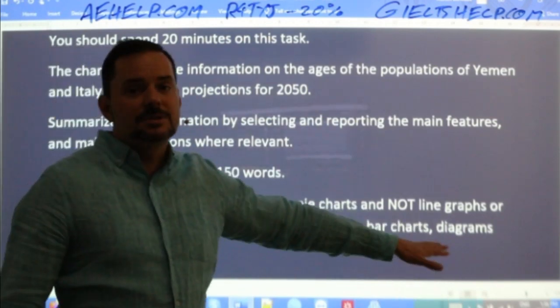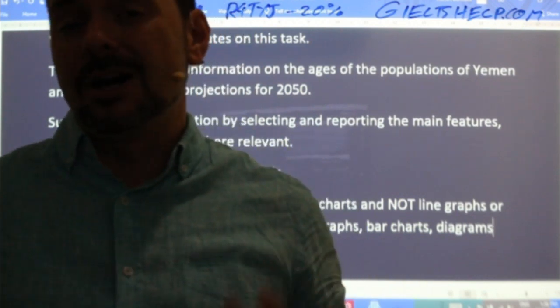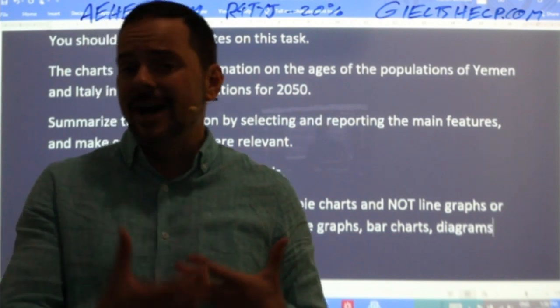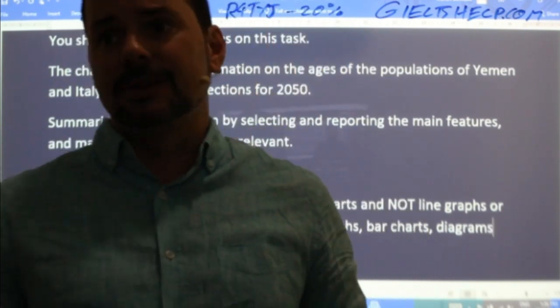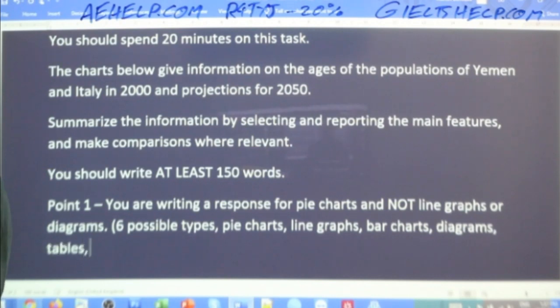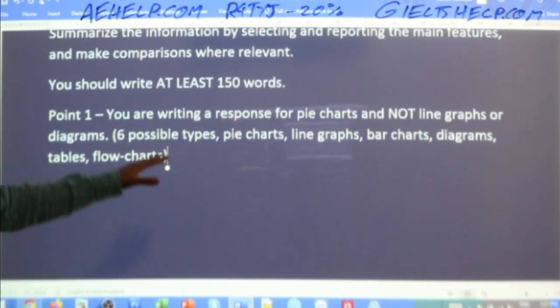So diagrams include comparing maps, also some kind of a process, like a manufacturing process, or some kind of biological diagram, like the birth of a fish, something like that. So pie charts, line graphs, bar charts, tables is another category, and then of course flow charts, which are less common, but I have seen them in past exams. So you should be ready for all of these.